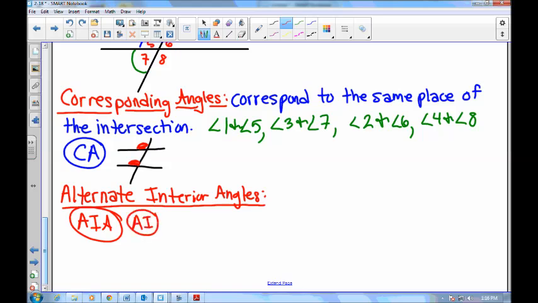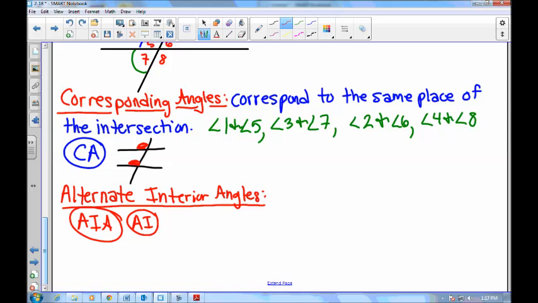Okay, what is a synonym for the word alternate? Opposite. So when we say alternate, we're going to think in our head opposite. So if I say top, what's the opposite of top? Bottom. If I say right, what's the opposite of right? Left. Okay? And then what does interior mean?